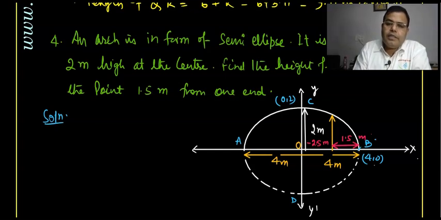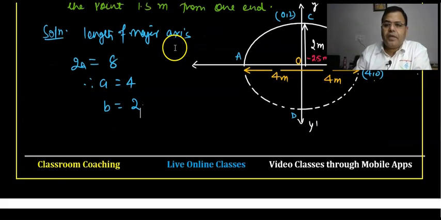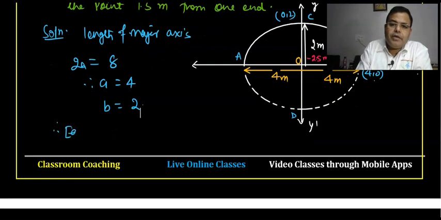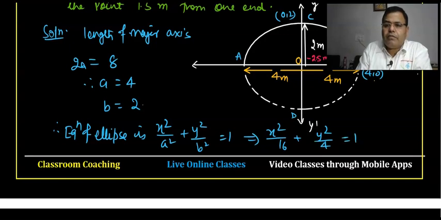Solution: since it is 8 meter wide, the length of major axis is 2a, that is 8. Therefore a is equal to 4 and b is 2. So the equation of ellipse is x square by a square plus y square by b square is equal to 1. This implies x square by 16 plus y square by 4 is equal to 1.